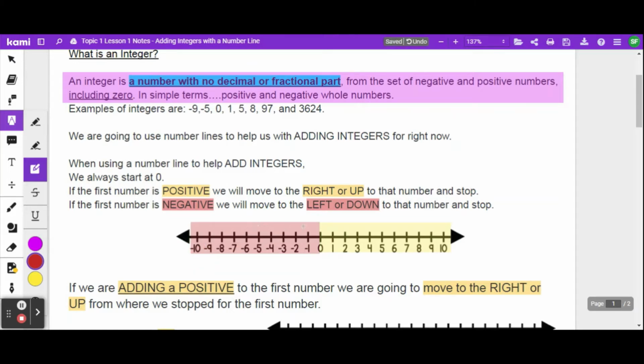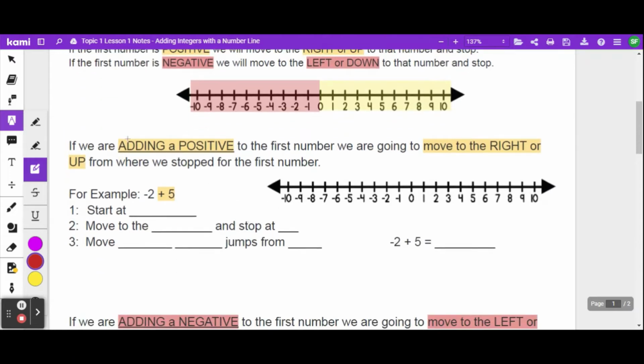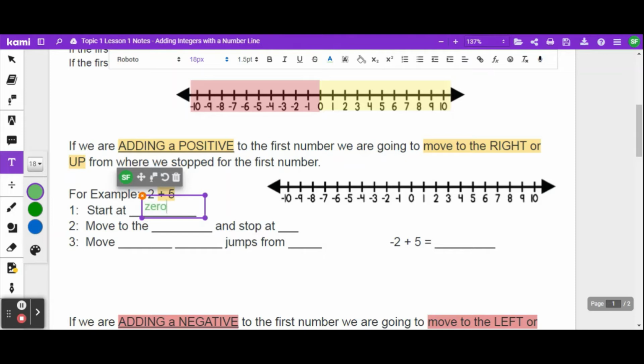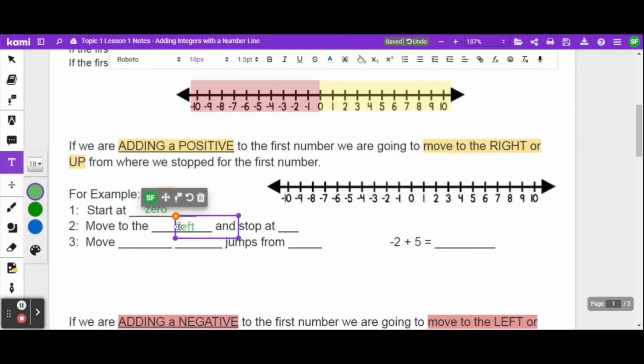Once you've gotten to the first number on your number line, you're going to have to remember these two situations. The first one is if we are adding a positive number to the first number, we're going to move to the right, or up if it's a vertical number line, from where we stopped for the first number. For example, -2 plus 5. I'm going to start at 0, and since it's a negative number, I'm going to need to move to the left to get to -2.